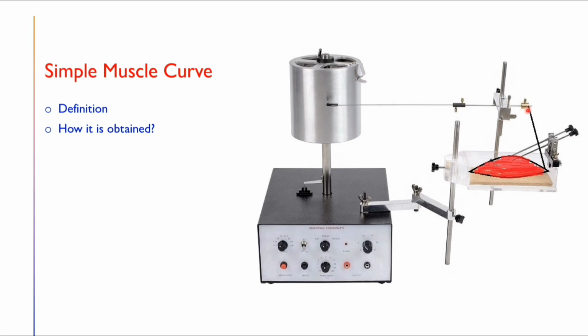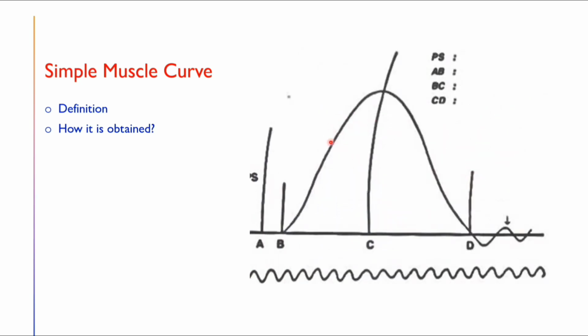This muscle lever is attached through a thread to a muscle, and this muscle is placed on the myograph board, and these are the electrodes for stimulating the muscle. So what happens when we stimulate? The muscle contracts and it will pull this thread. When it pulls this thread, this muscle lever will move vertically up and down on the moving drum and a graph will be obtained, which is this simple muscle curve. So this is the method of obtaining the simple muscle curve.